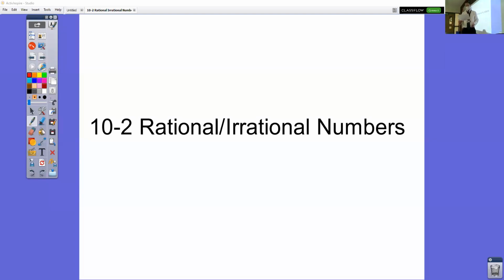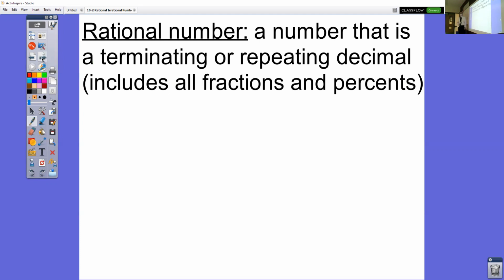So this is the lesson for 10-2. What we're dealing with today are rational and irrational numbers. You have to tell the difference between a rational number and an irrational number. A rational number is a number that is a terminating or repeating decimal.